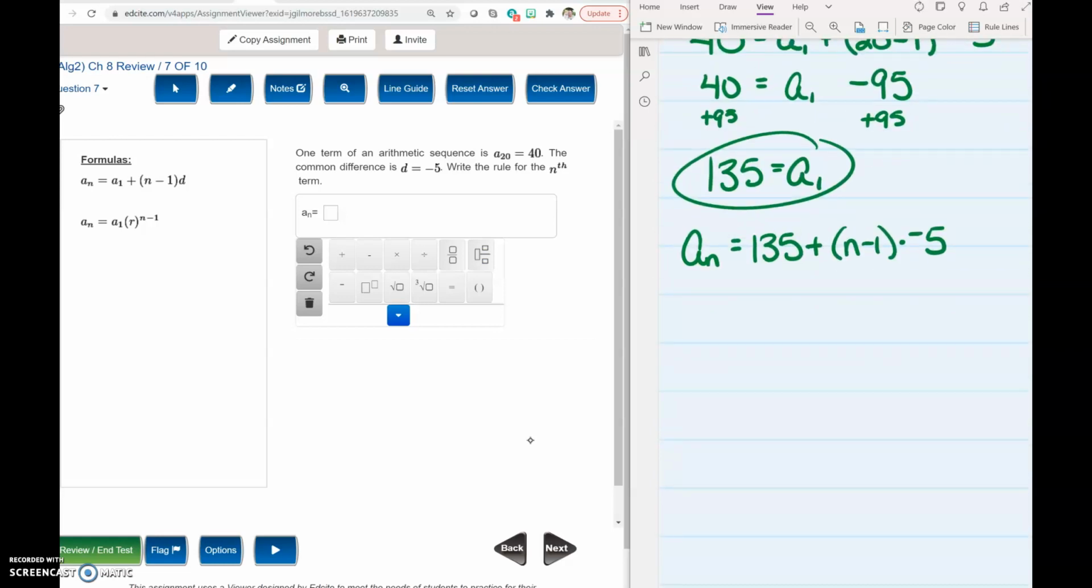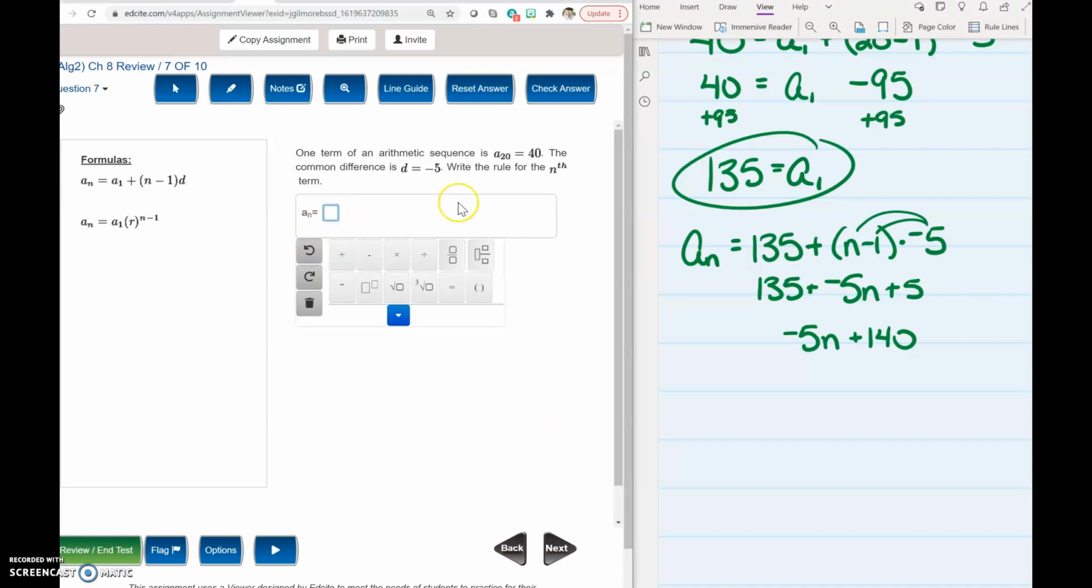If you type it in like this, it's going to count it as wrong. You need to write the simplified rule for the nth term. So you do need to distribute and then combine like terms. Our final answer is -5n plus 140. So when you type this in here, we have -5n plus 140.